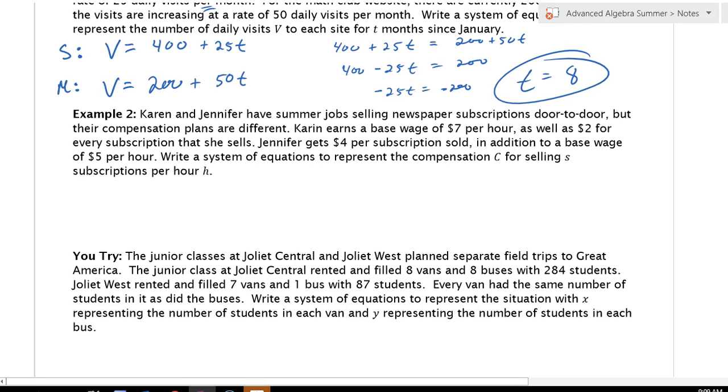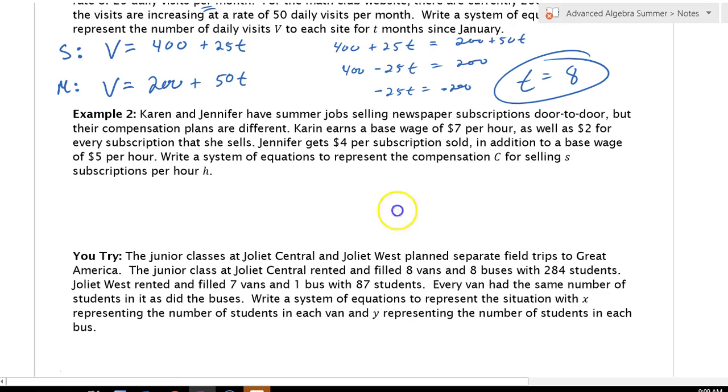All right, example 2. Karen and Jennifer have summer jobs selling newspaper subscriptions door to door, but their compensation plans are different. Karen earns a base wage of $7 per hour, as well as $2 for every subscription that she sells. Jennifer gets $4 per subscription sold, in addition to a base wage of $5 per hour. Write a system of equations to represent compensation C for selling S subscriptions per hour H.